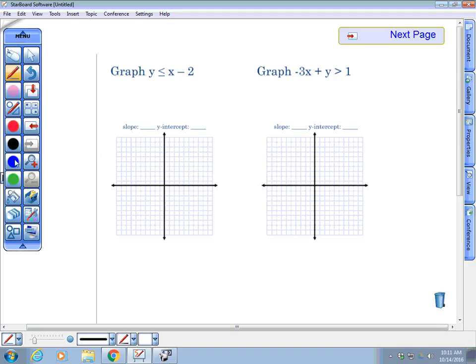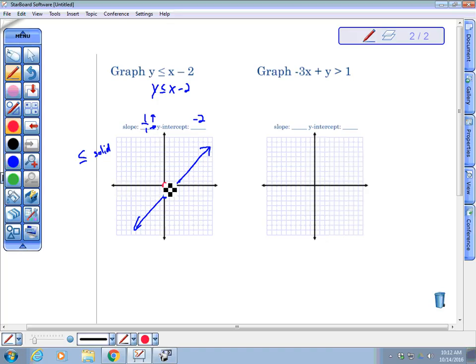All right, next one. If I graph y less than or equal to x minus 2, my slope is 1 and my y-intercept is -2. So I'm going to put a dot at -2 and then go up 1, right 1 from that dot. So up 1, right 1, up 1, right 1, and so on. And since it is a less than or equal to, that means it's a solid line. So I will create a solid line.